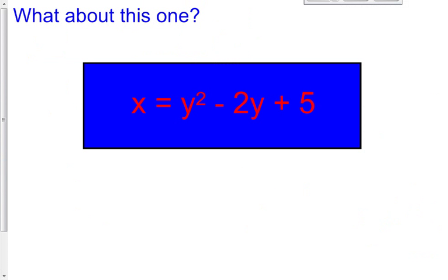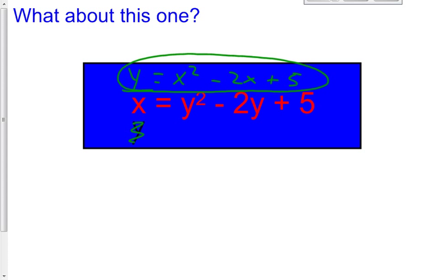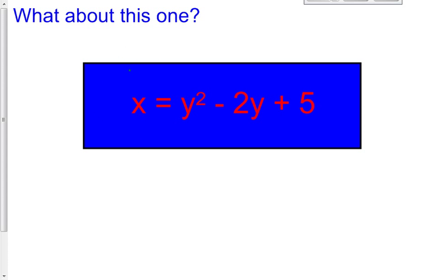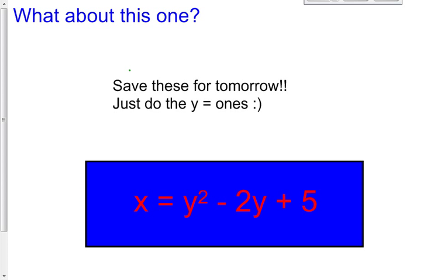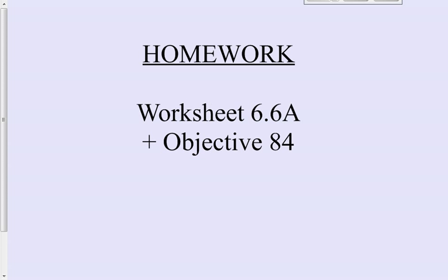If you ever see one that looks like this, we're always used to seeing y equals x squared minus 2x plus 5, something like that. We have learned how to do things like this. I haven't taught you how to do this yet. So what I want you to do is I want you to save these for tomorrow, okay? Just do y equals x squared ones, not x equals y squared equations, okay? So save those for tomorrow. If you ever see them on a worksheet or Excel math, don't do that until you've watched the video on how to.